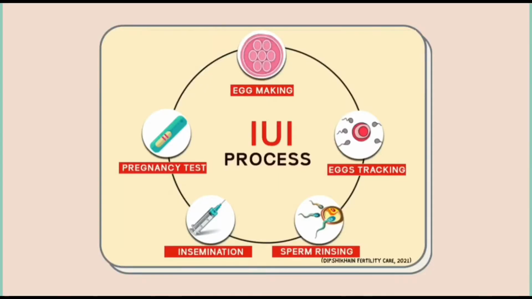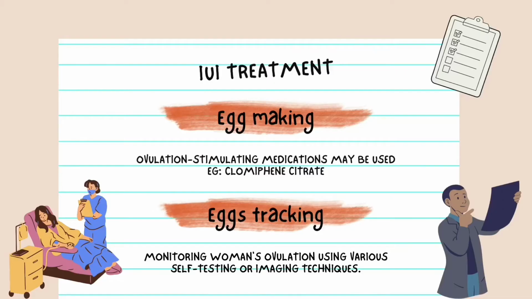IUI procedures consist of egg making, egg tracking, sperm rinsing, insemination, and lastly, the subject of IUI treatment, or the woman, can test their pregnancy by using a pregnancy kit. So the first procedure of IUI treatment is that ovulation stimulating medications may be taken by the woman, for example, the intake of clomiphene citrate, which is one of the ovarian stimulators for egg making. Next, careful monitoring is necessary to determine when the eggs are mature using imaging techniques.